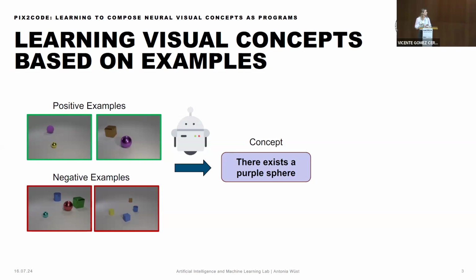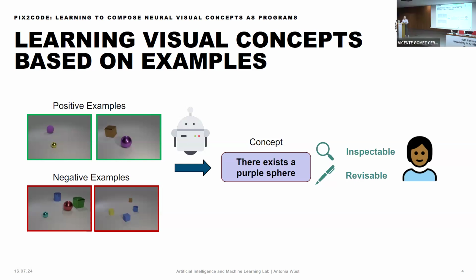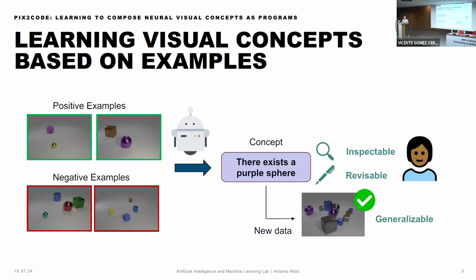And for that reason, we want to learn the concept in a way that it is inspectable for humans, also revisable if there is some suboptimal behavior. And importantly, also, if we have new data of this concept, which might be a bit more complex, like here where we have more objects in the scene, we still want our concept to be able to classify this image correctly.